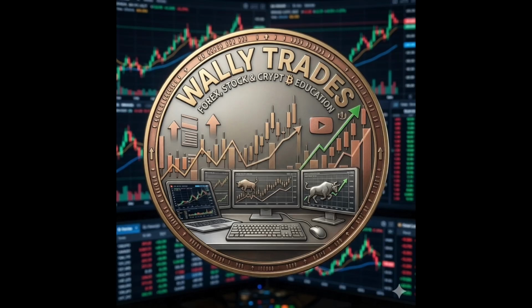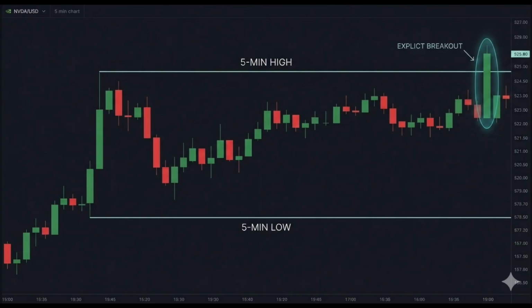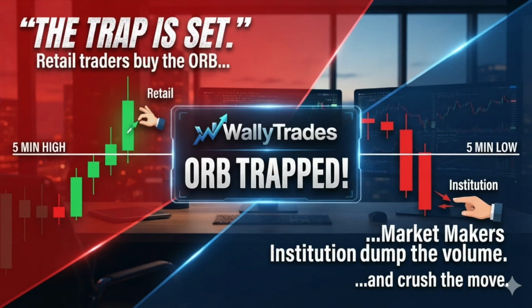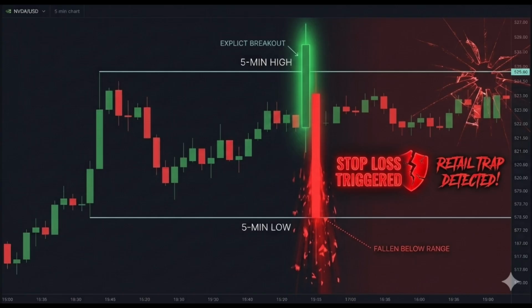Most retail traders think the 5-minute opening range breakout is a simple game of lines. You draw the high, you draw the low, and you pray for a candle to close outside the box. But let's be honest. How many times have you bought that clean morning breakout, only to watch the price instantly reverse and hunt your stop loss? It feels like someone is watching your screen. The truth is, someone is watching.